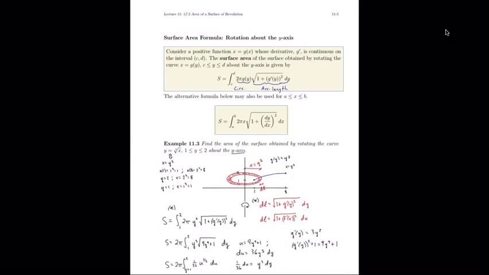So we consider a positive function x equals g of, that should be y actually, g of y right here, whose derivative g prime is continuous on the interval c to d. The surface area of the surface obtained by rotating the curve x equals g of y between c and d, so y taking values between c and d, about the y-axis, is given by the formula here. This should look somewhat familiar, more or less like what we saw for rotation about the x-axis. Now the difference is for our circumference term, we have 2 pi g of y instead of f of x.